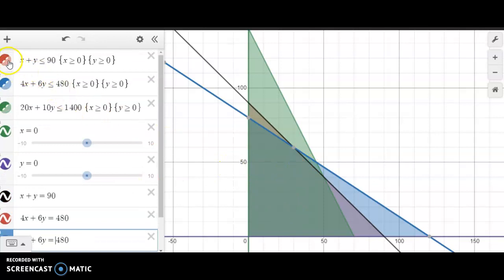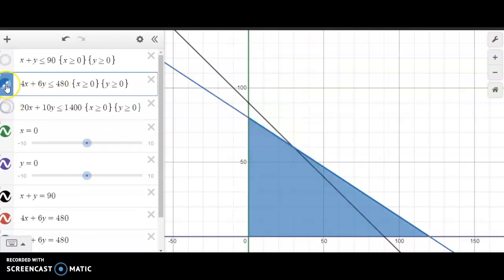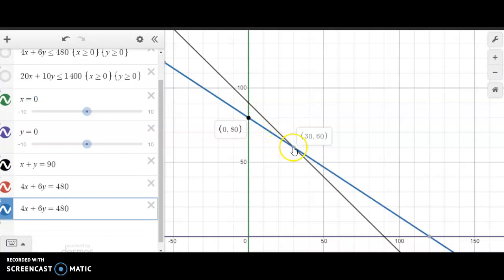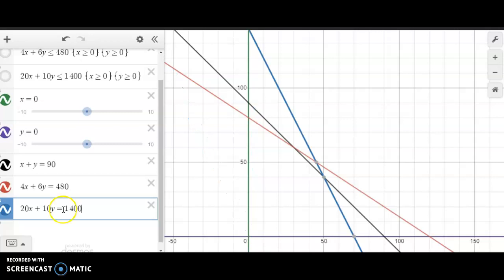I'm actually going to turn those off for a minute. And you can see that you can simply click on, which one am I missing here? X plus, oops, I copied the same one too many times. All right, let's fix this. 20x plus 10y equals 14. There it is. Okay, now I have everything.